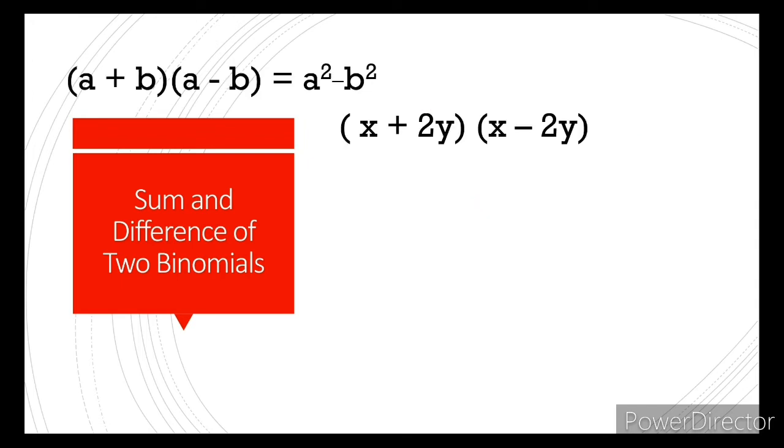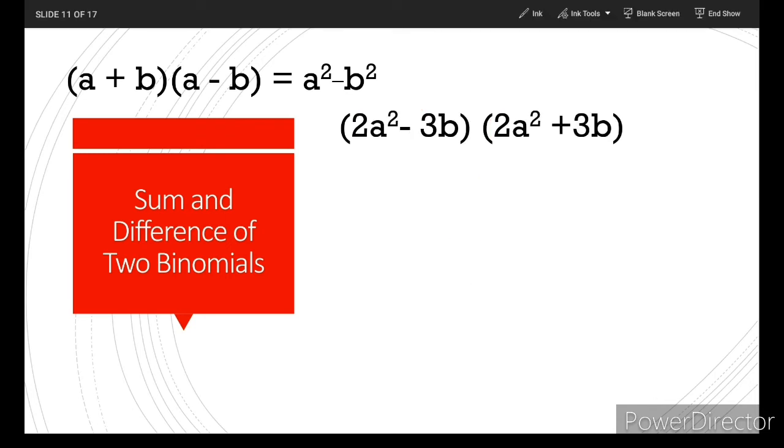So, for our example, we have quantity x plus 2y multiplied to quantity x minus 2y. So, our sagot natin dyan is x squared. Then, negative b squared, negative. Ano ba yung b squared natin? 2y. So, pag ni-square natin siya, we have 2y times 2y. So, x squared, negative. 2 times 2 is equal to 4y squared.